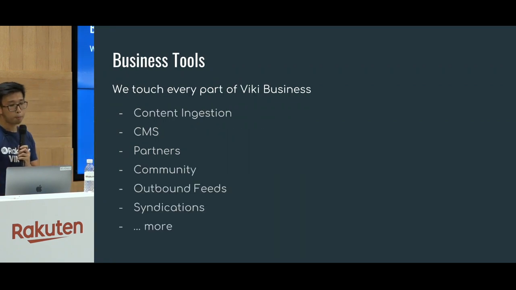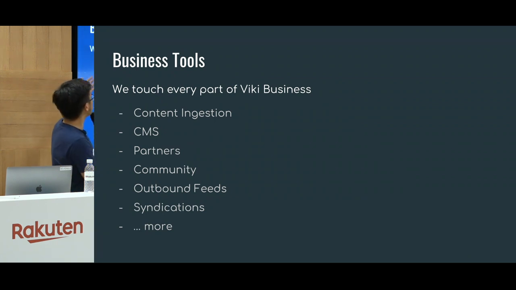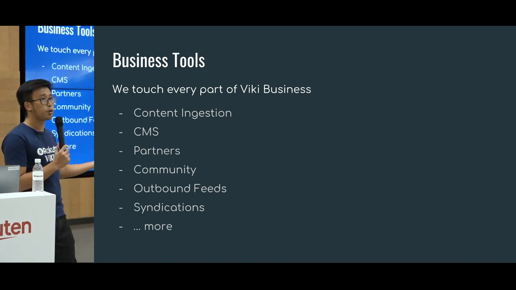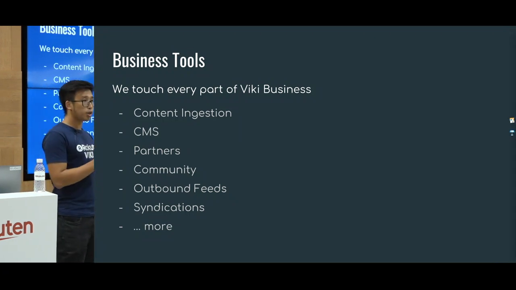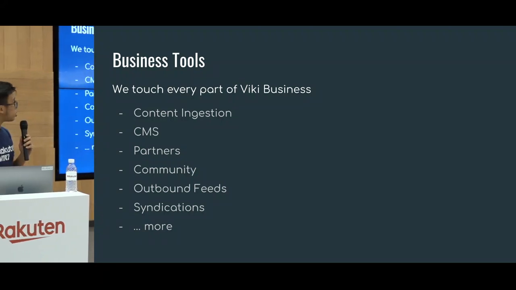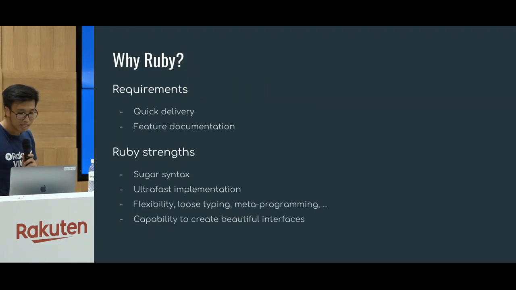A bit about my team: I'm working in the Business Tools team, where we touch every part of the Viki business. We provide support. We build the whole content ingestion pipeline of Viki. We provide web applications for our internal users, for our partners to deliver content to us, for our community to contribute to Viki, and all sorts of things. All of this is written in Ruby. So I don't think anyone questions the performance.